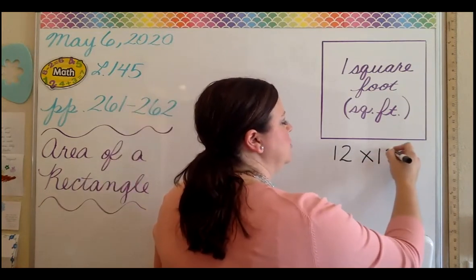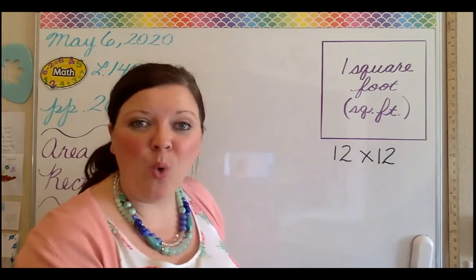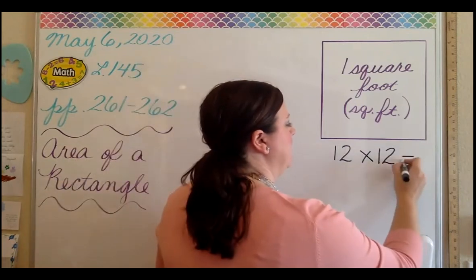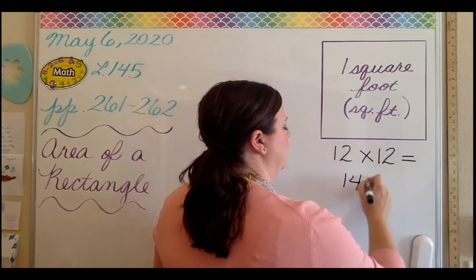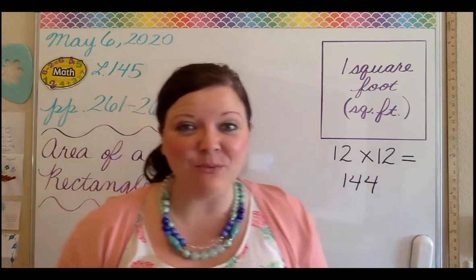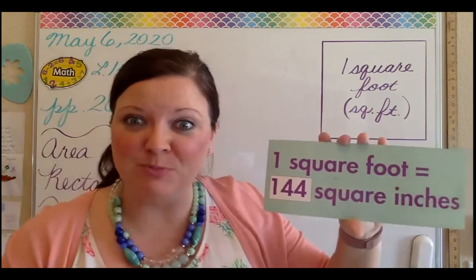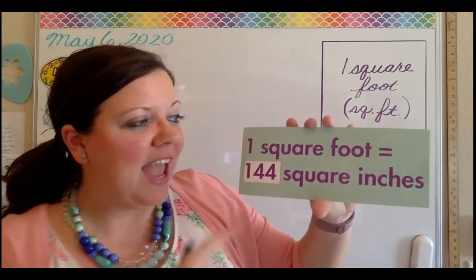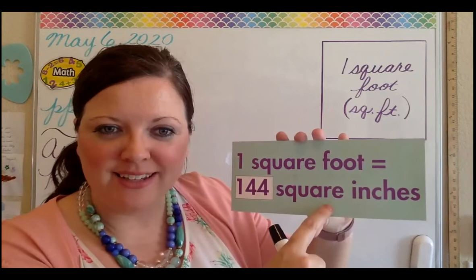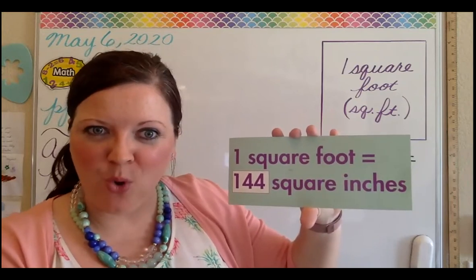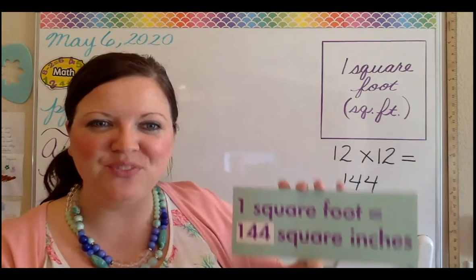What is 12 times 12? 144. And that's exactly where they're getting this number from. They've taken our original special number, 12, and they've squared it. 12 squared, or 12 times 12, is equal to 144.